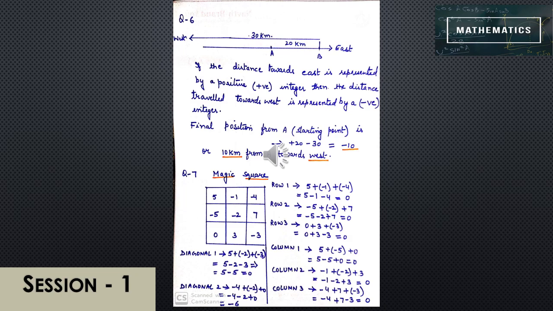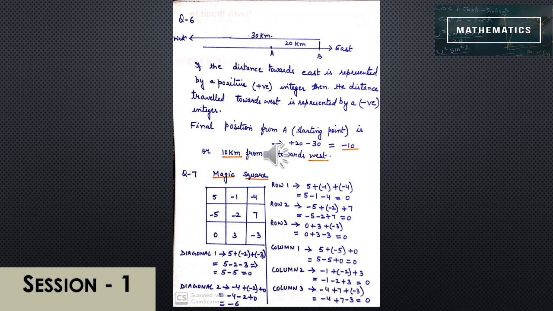We will add these integers. First of all, we will take diagonal 1. Its answer will be 0. Now let's come to diagonal 2. Its answer is not equal to 0.